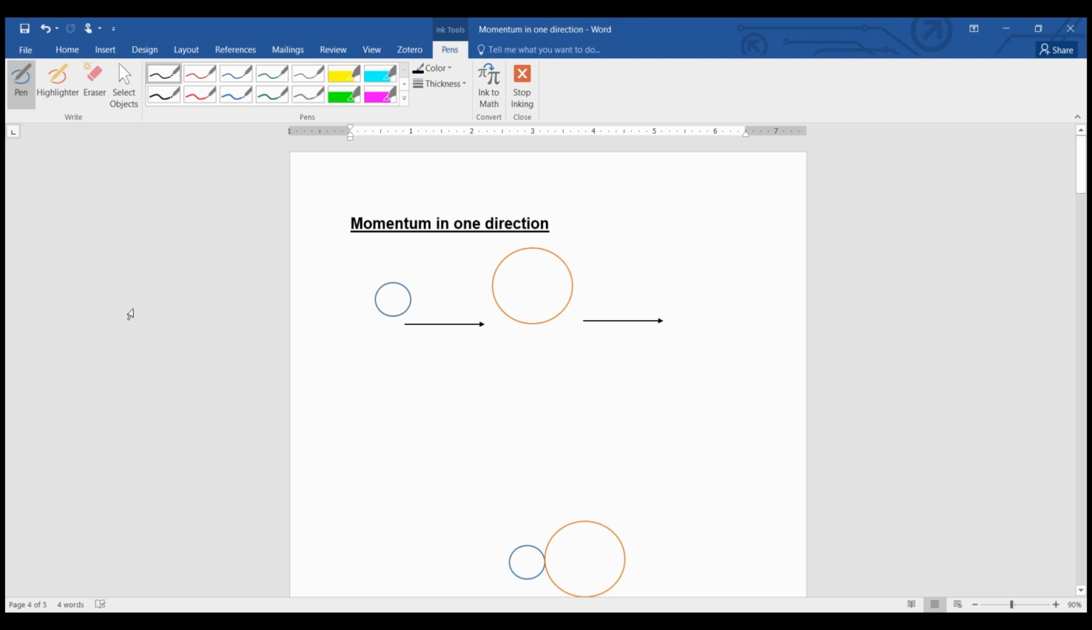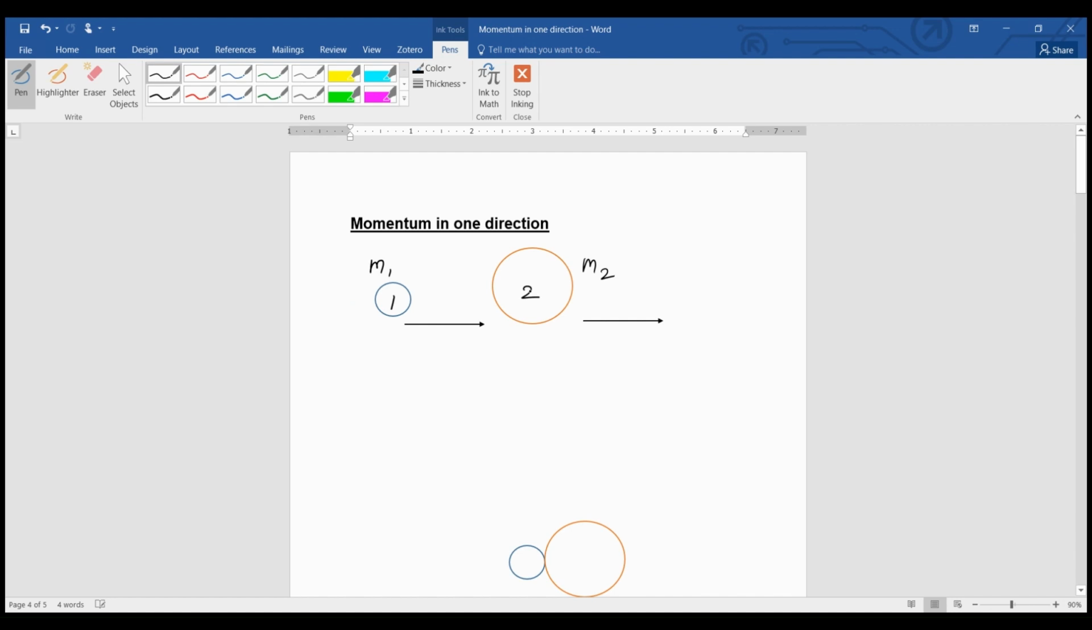Let us discuss momentum in one direction. As shown on the screen, we are considering two objects. Let's consider two balls. They are moving in the direction as shown. Ball 1 has a mass of m1 and ball 2 has a mass of m2.